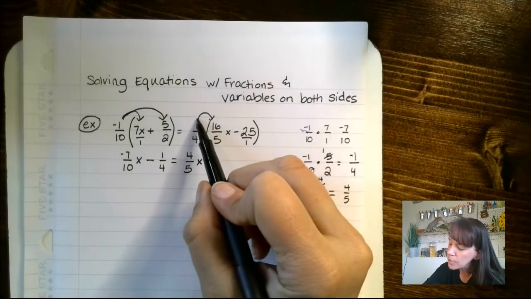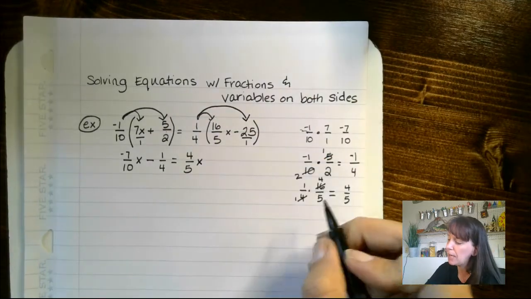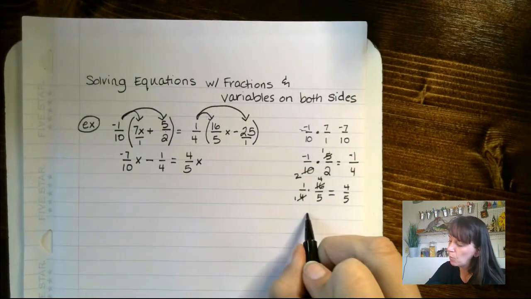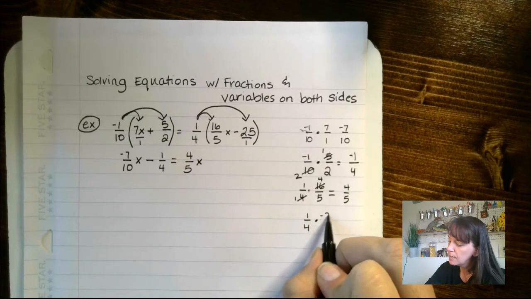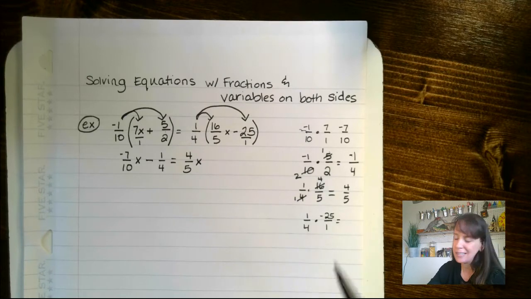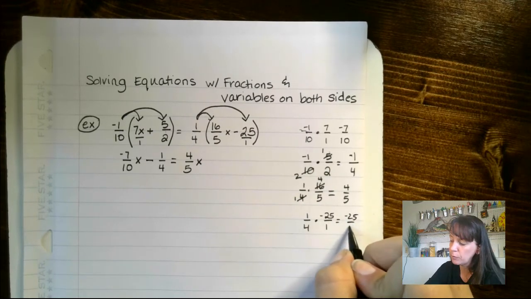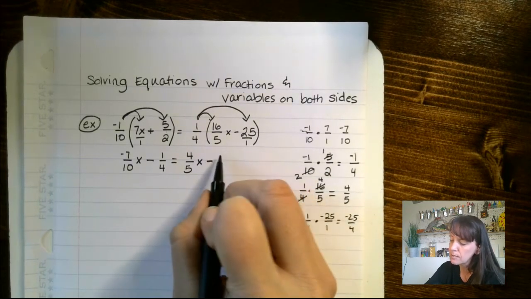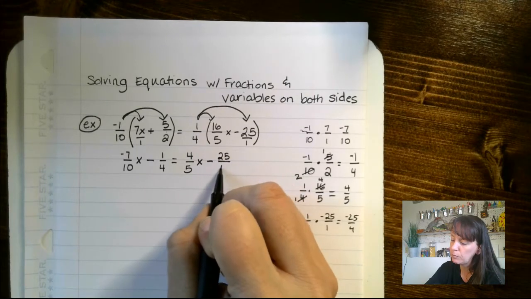Okay, now we're going to do 1/4 times negative 25. So 1/4 times negative 25 over 1 equals, I can't cross cancel anything, so it's just negative 25 over 4. So minus 25 over 4.